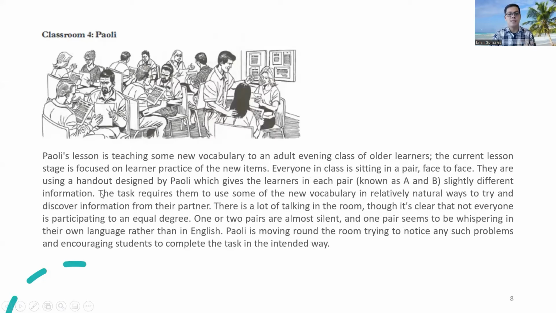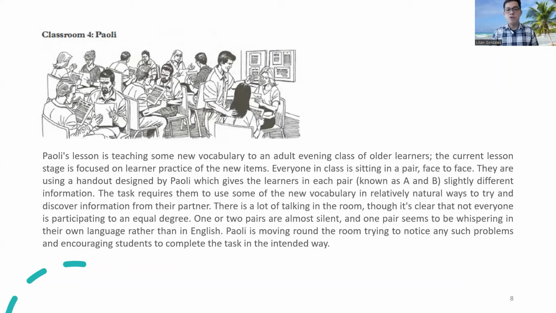So this is the class of Pauli. Pauli's lesson is teaching some new vocabulary to an adult evening class of older learners. The current lesson stage is focused on learner practice of the new items. Everyone in class is sitting in a pair face to face. They are using a handout designed by Pauli, which gives the learners in each pair, A and B, slightly different information from each other. So student A has different information and student B has different information.